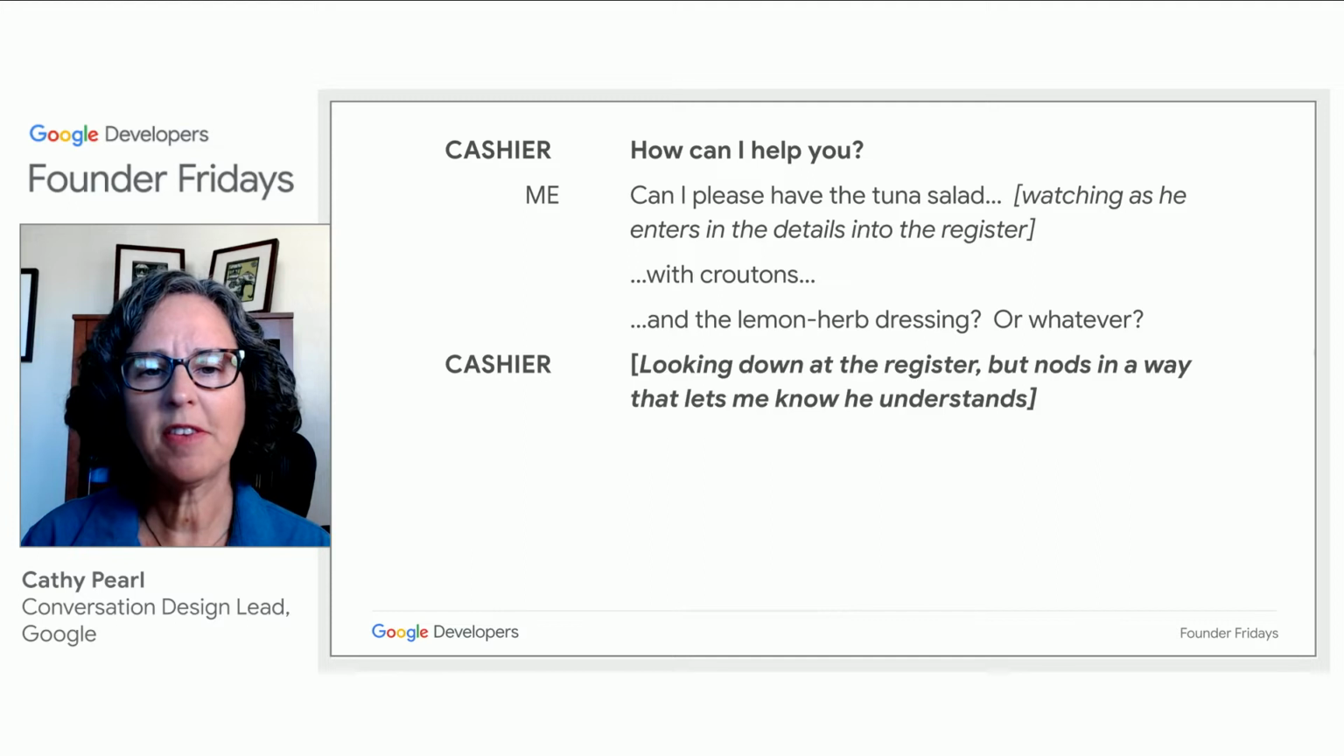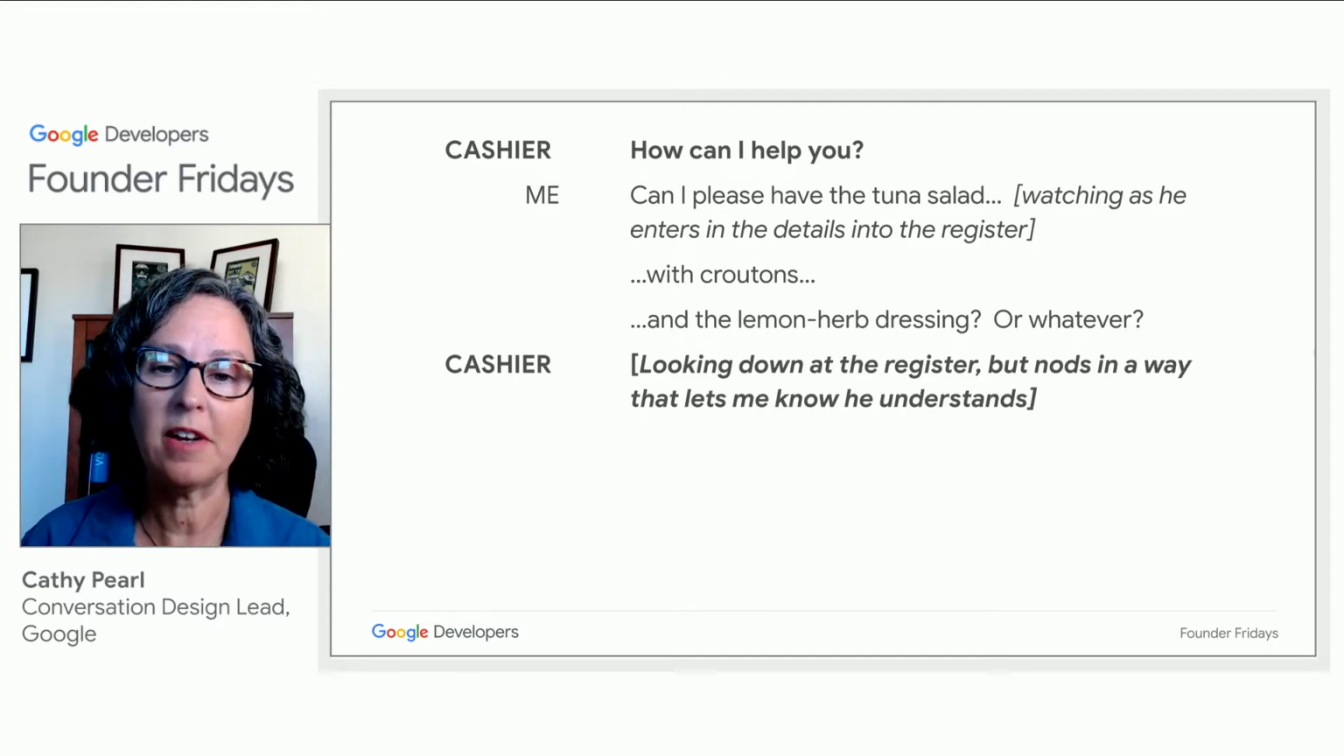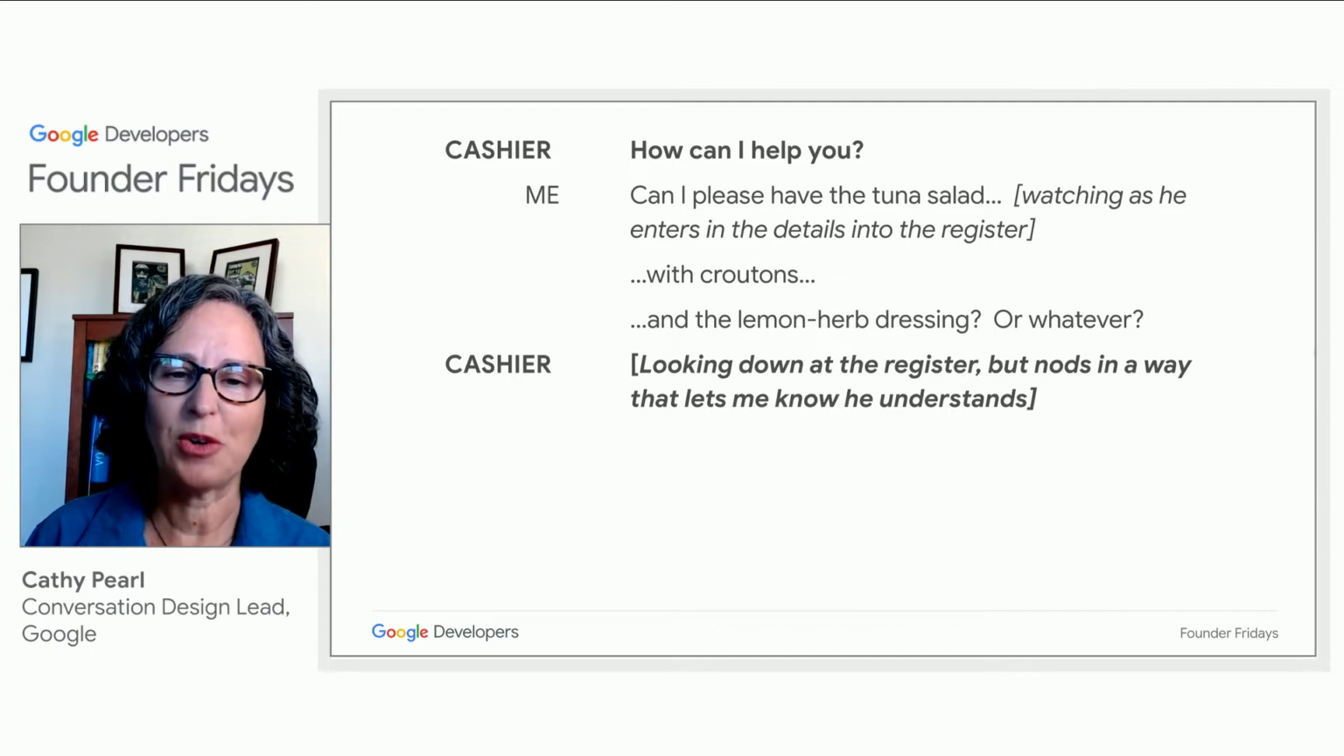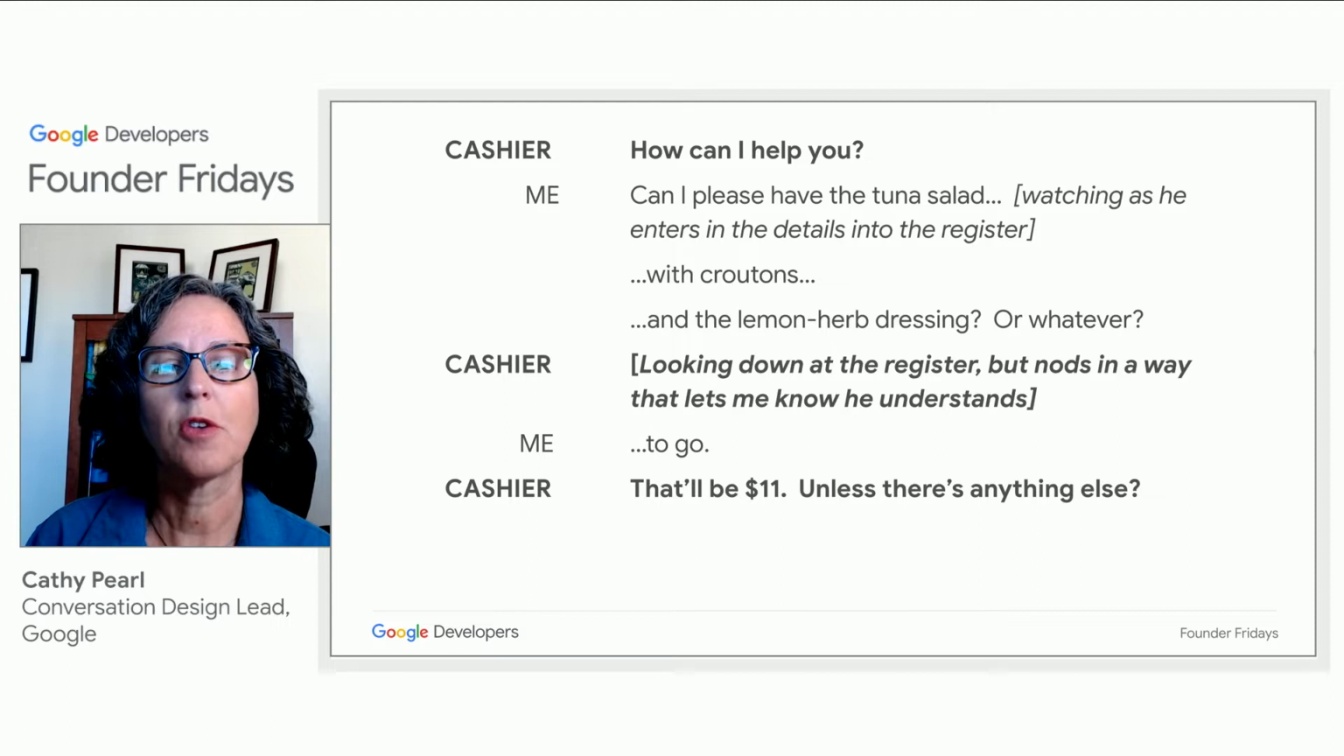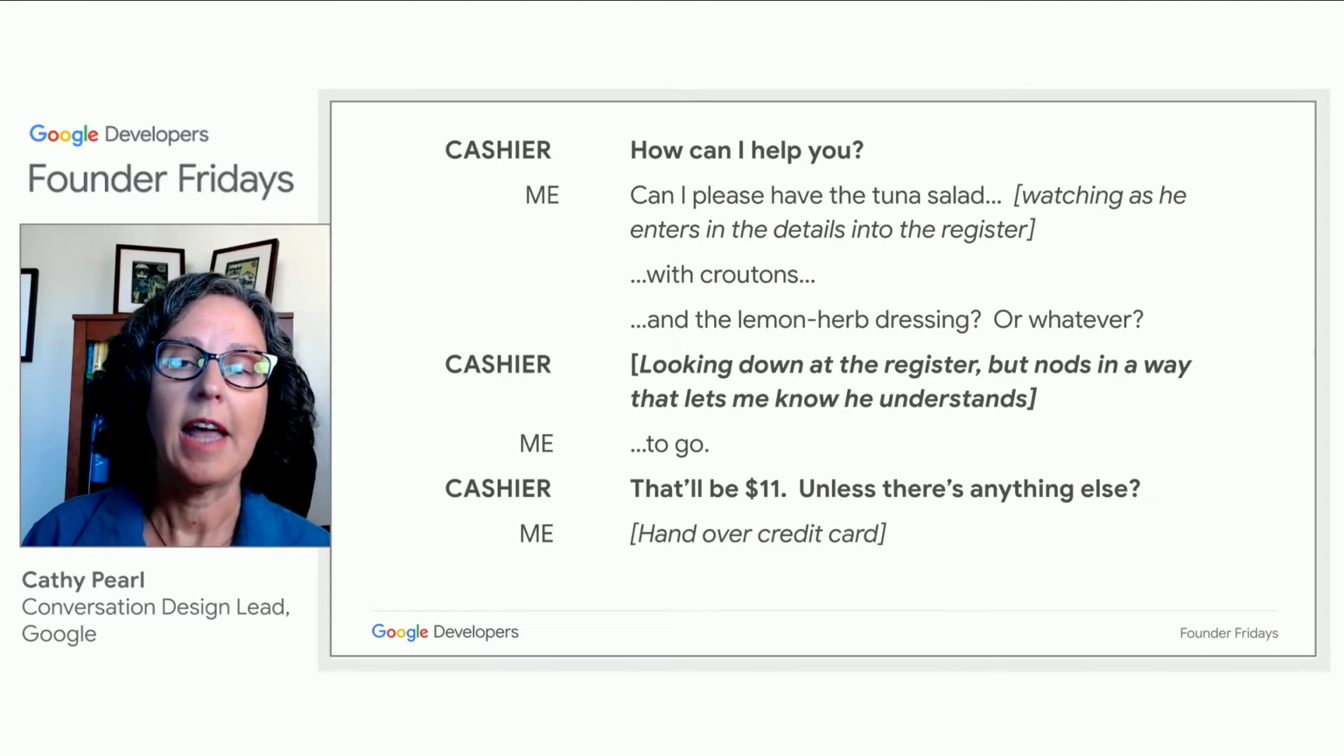And he didn't even say anything. He just nodded, and I knew that he knew what I wanted. I still don't know which one has which dressing. And then I finished off with "to go." So he told me it'd be $11. And then he threw another question at me. And I didn't speak. I just handed him my credit card.